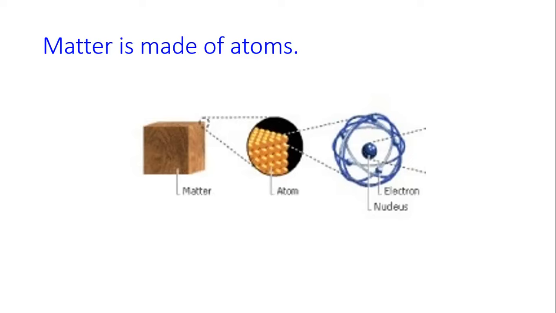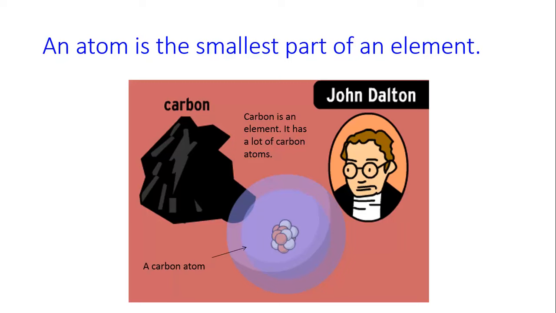Okay, matter is made of atoms. On the left you have a block of wood. That wood is made of atoms, and those atoms have parts. This would be carbon atoms, and the atom can be broken down into three different parts. An atom is the smallest part of an element.